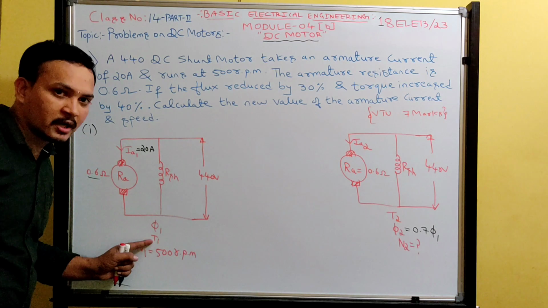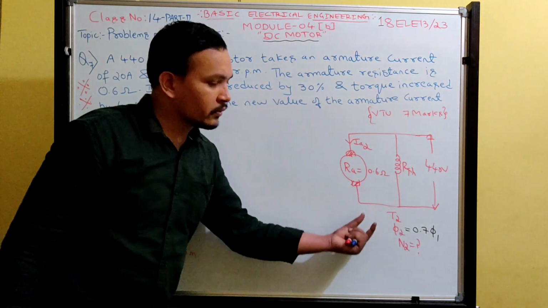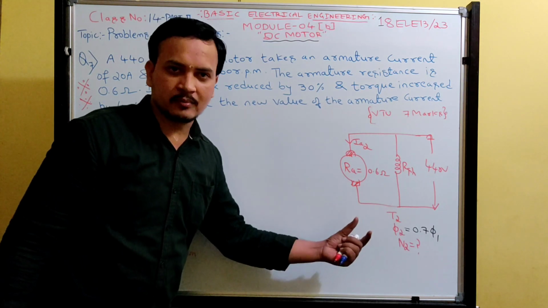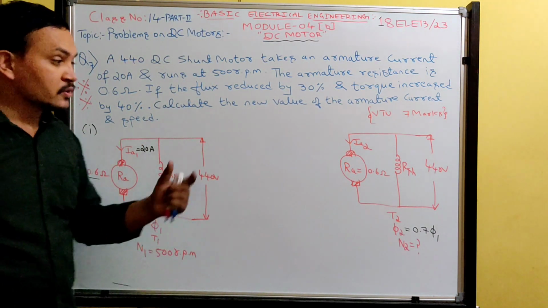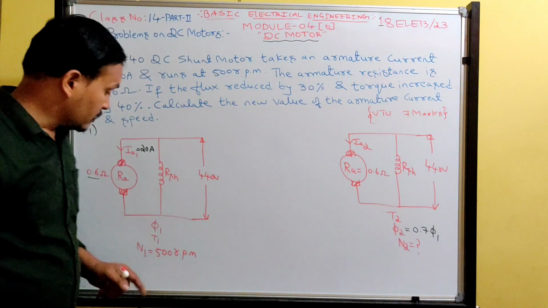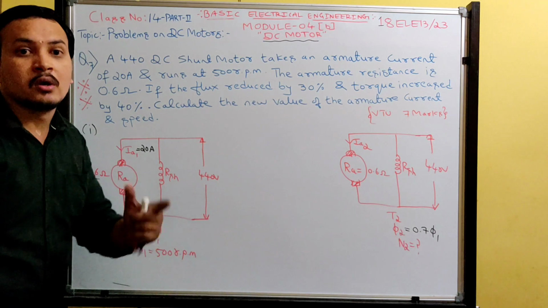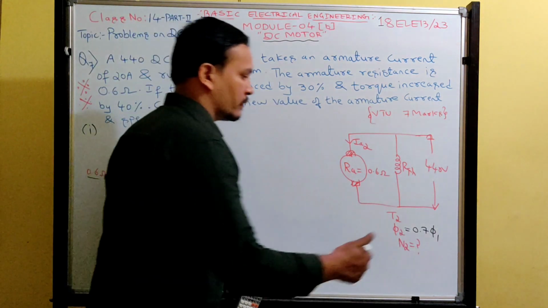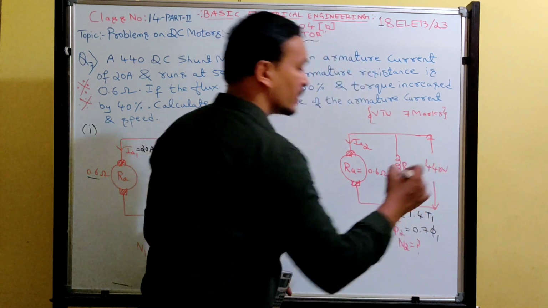See, this is 100% torque. Now in the second case, they are going to increase or decrease some torque, but in the question it is given increase by 40%. So what will be the new torque? With respect to this 100%, an increase by 40% means 140. So 140% can be represented as 1.4 times of T1.